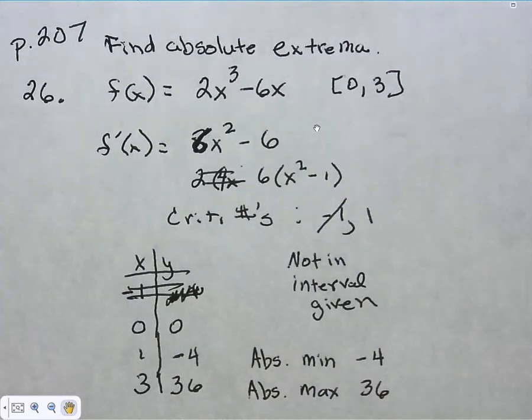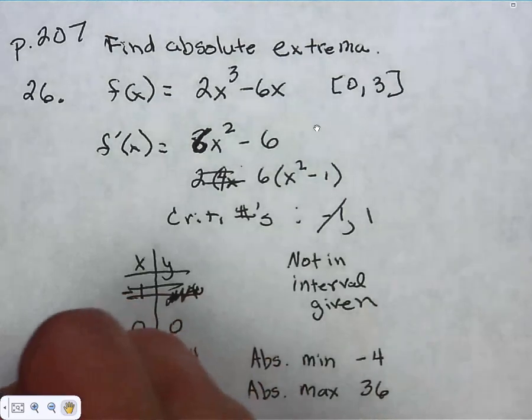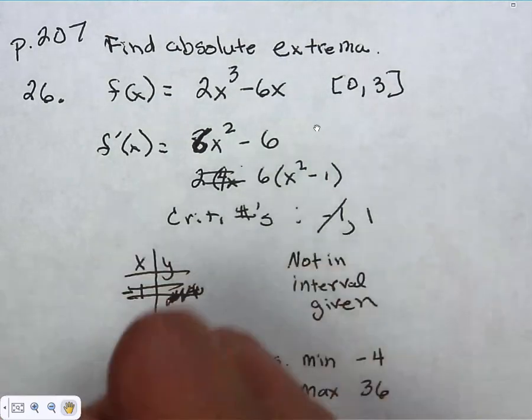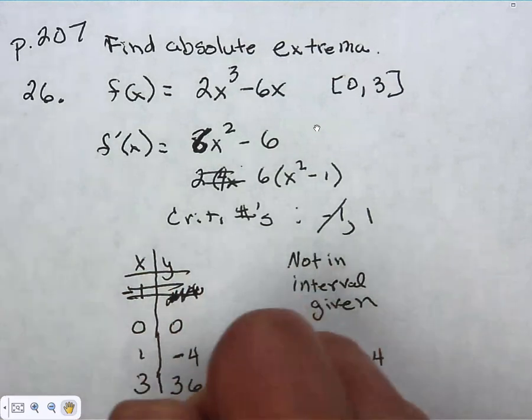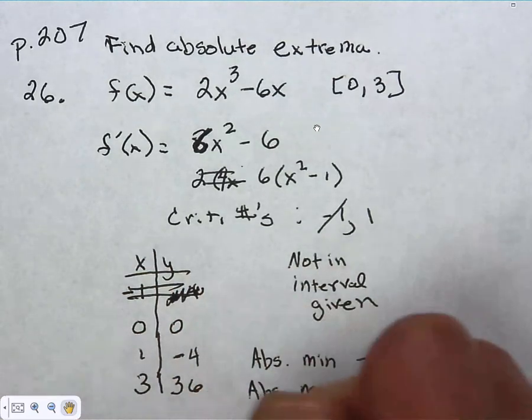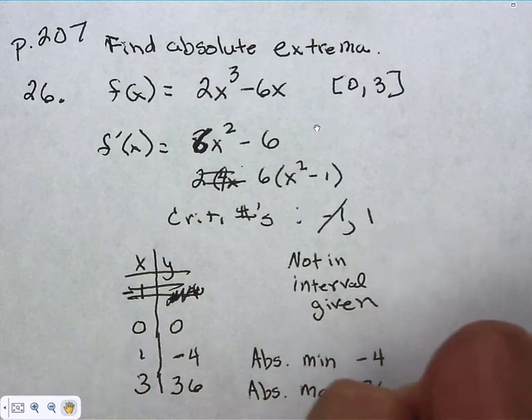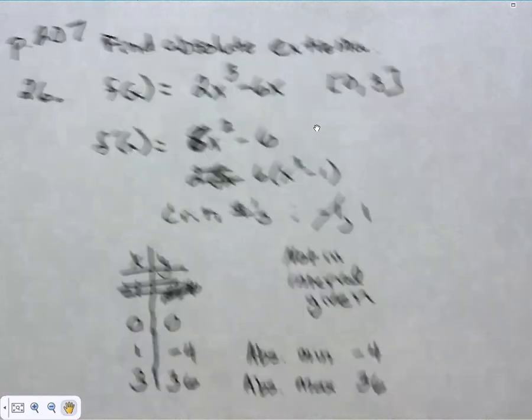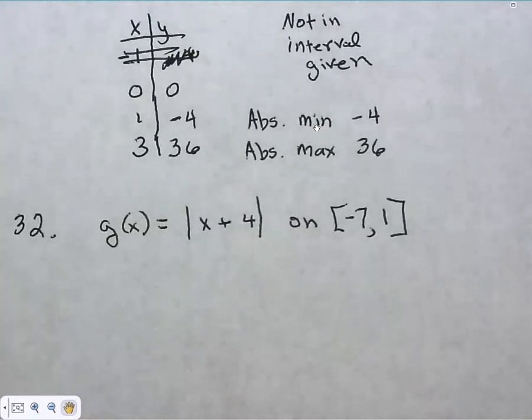All right, 26. I told you we'd do something with absolute value in it. Number 32, absolute value of x plus 4 on the interval from -7 to 1. Is there anything that makes that function undefined? No? So I don't have to worry about that. When I go to find my critical numbers, I don't have to think about what makes the function undefined because the domain's -infinity to infinity.